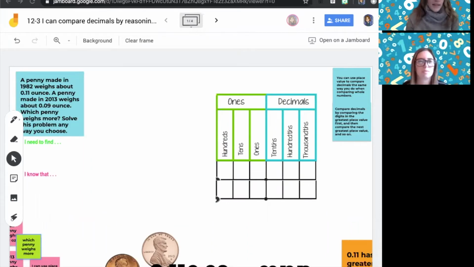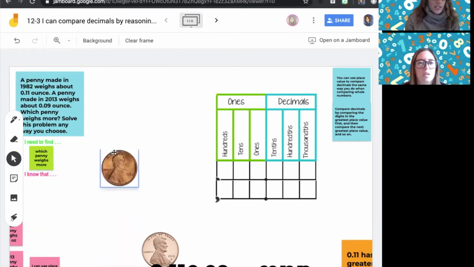A penny made in 1982 weighs about 11 hundredths of an ounce. A penny made in 2013 weighs about 9 hundredths of an ounce. Which penny weighs more? Solve this problem any way you choose. So, Ms. Schultz, what do we need to find here? So I need to find which penny weighs more, the penny made in 1982 or the penny made in 2013.